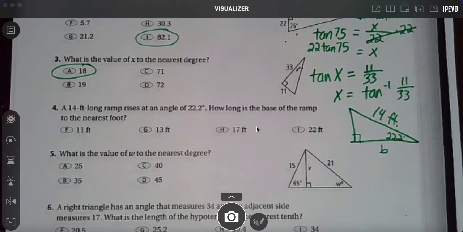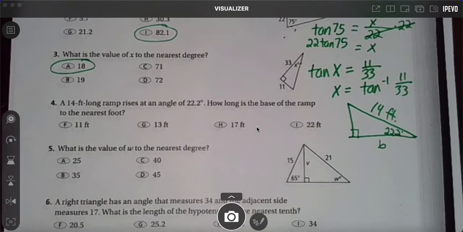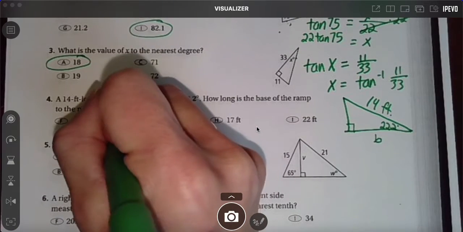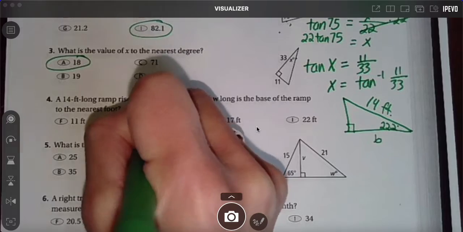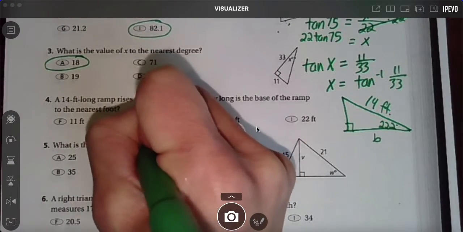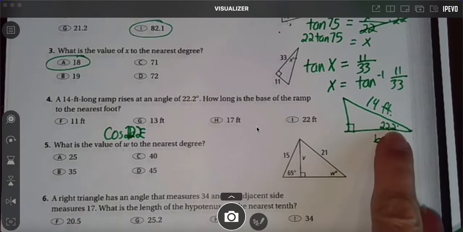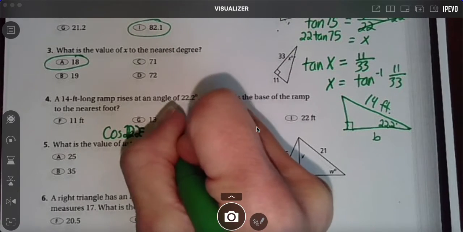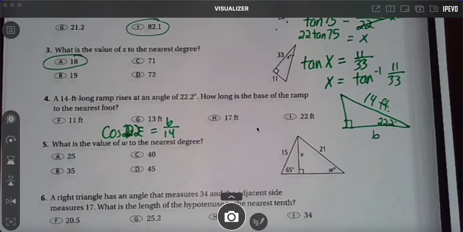All right, is everybody good with this? So how do they find that? Cosine, very good. The cosine of B equals, no, I'm sorry, the cosine of 22.2, I got ahead of myself. The cosine of that angle equals B over 14. Adjacent over hypotenuse.